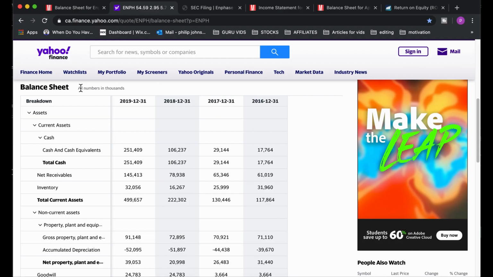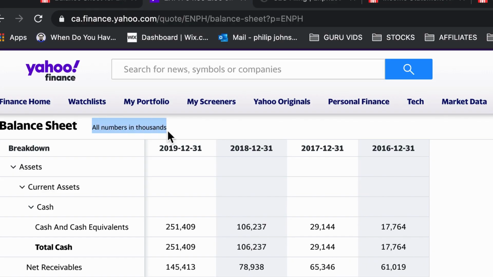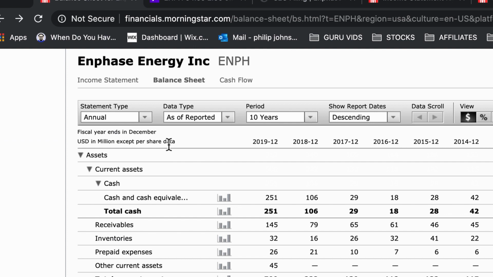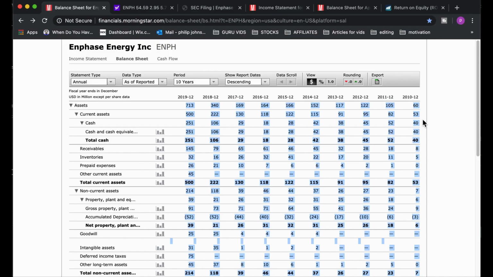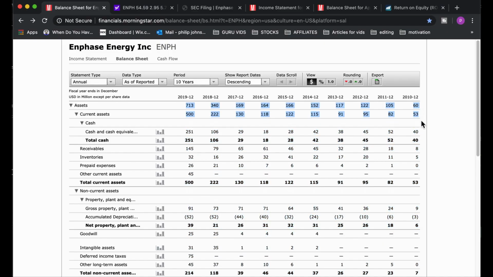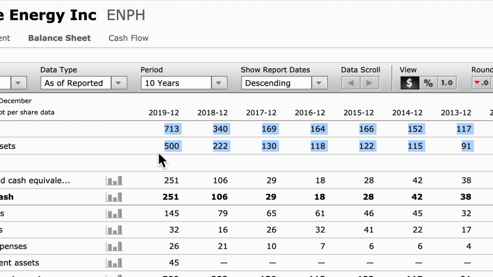Top left-hand corner here in Yahoo Finance, you'll see the number says thousands. So that means all these numbers here are actually millions, where I like to use Morningstar because it says millions up here in the left-hand corner. So it makes these numbers a lot easier to read. This is a company called Enphase Energy, and at the top here you can see the dates that they're reporting for, and the reporting date ends in December.